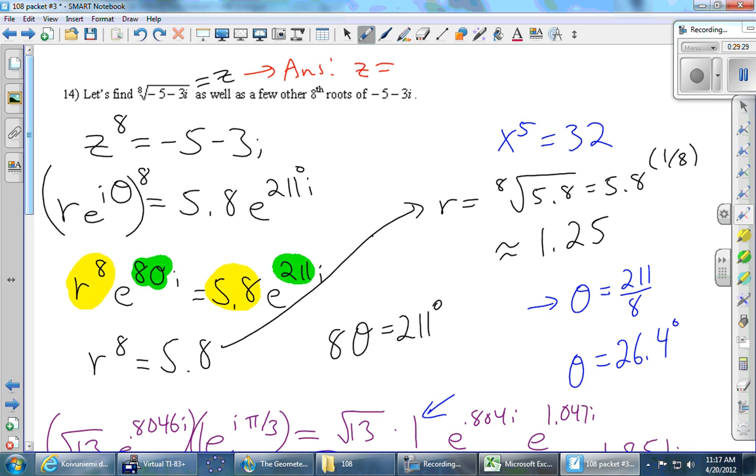Started off by letting z equal this generic re to the i theta. What did we find for r? It was 1.25. E to the i times, what did we find for theta? 26.4. Okay, that number right there is an 8th root of negative 5 minus 3i.